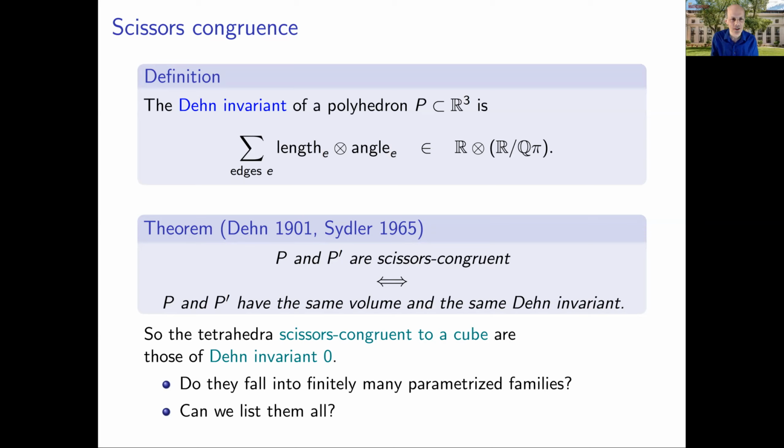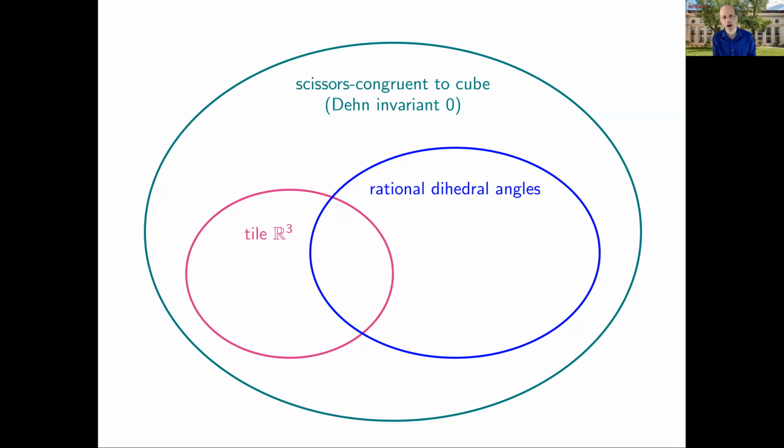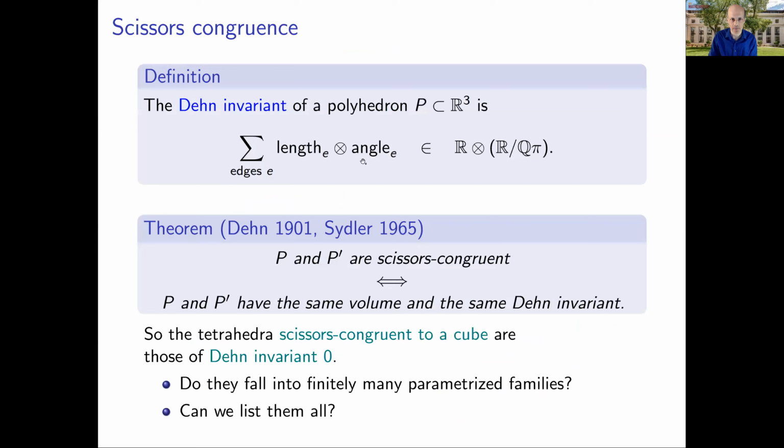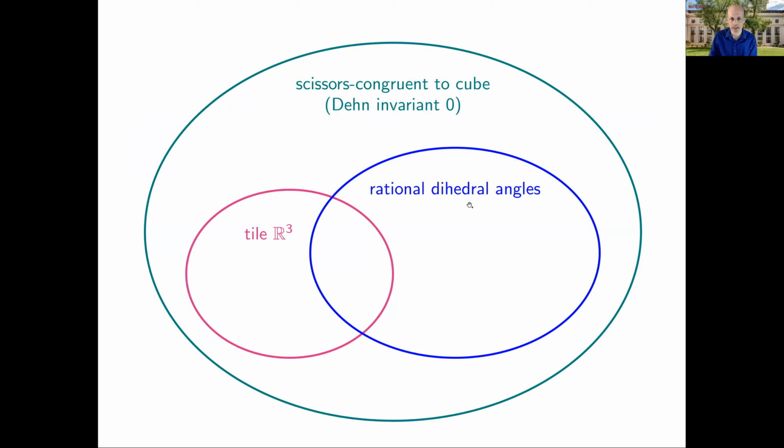All right, so let me talk a little bit about this problem, going back to all three problems, and they're actually related. One of the relations is kind of clear. If you have a tetrahedron with rational dihedral angles, then going back to the definition of the Dehn invariant, these angles are rational multiples of pi, so they are all 0 in this quotient group. So the whole Dehn invariant will be 0 if all the angles are that way. So it's clear that if you have a tetrahedron with rational dihedral angles, then it will be scissors congruent to a cube.